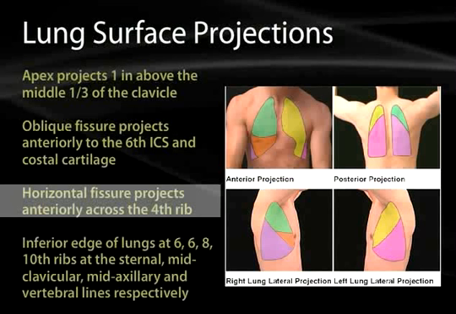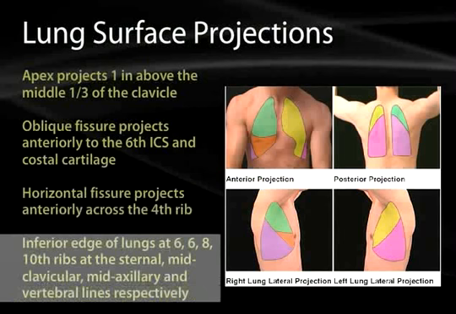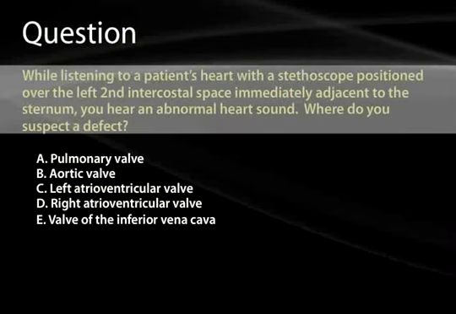The horizontal fissure will come across at the 4th rib space, and oftentimes if you get someone to raise their arms up and you follow the medial border of the scapula, that will actually come across the same plane as the oblique fissure. The lung itself will end at the levels of the 6th sternal rib, the 6th midclavicular, the 8th rib at the mid-axillary, and the 10th rib at the posterior vertebral border. We'll look at this in a moment in a graph form, but first let's do a question.